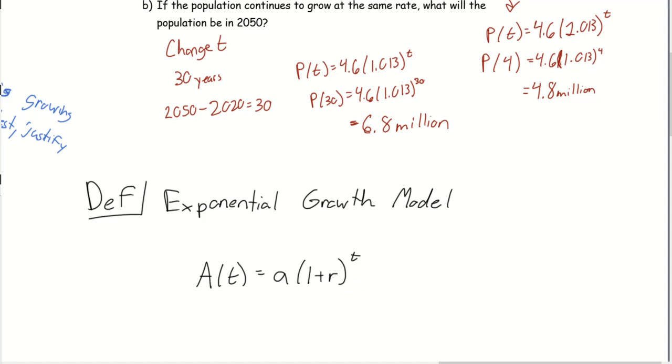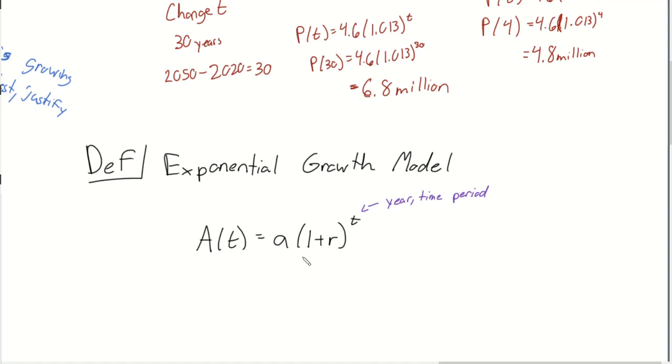t was years, right? Years, or a time period. This entire portion right here is called the growth factor. Just r by itself is the growth rate. So in the last one, we had a positive growth rate. A was just our initial value.